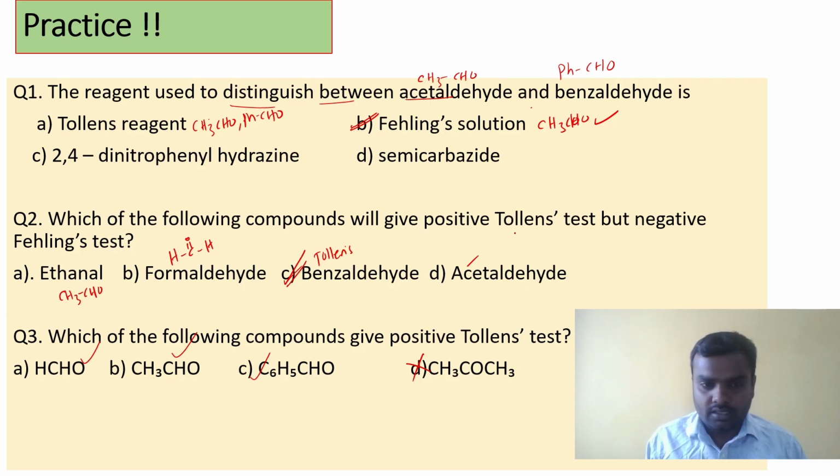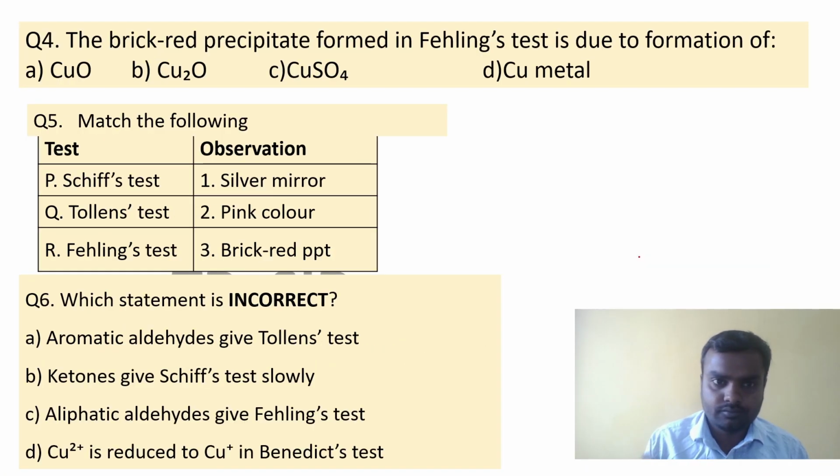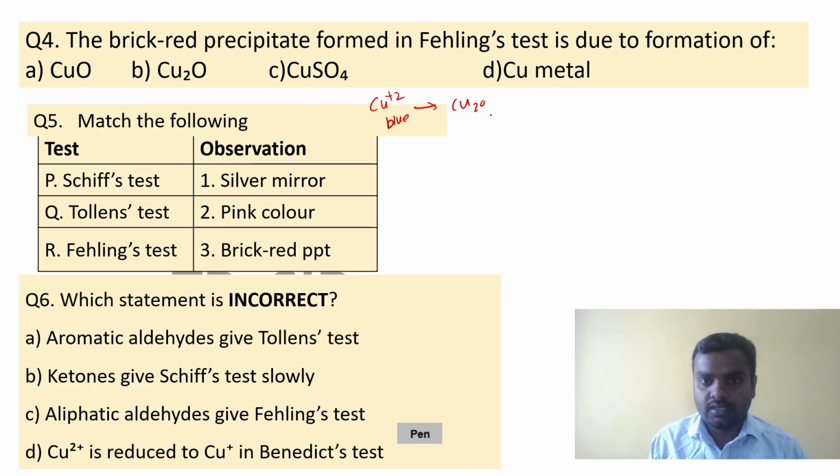For the Tollens test in the second question, what happened? A, B, C and D, but in this case C will not come. Question number 4: the brick red precipitate formed in the Fehling's test is due to the formation of Cu2O. Copper 2 plus, which is blue, is converting into solid Cu2O. That is brick red. So option B is the right answer.